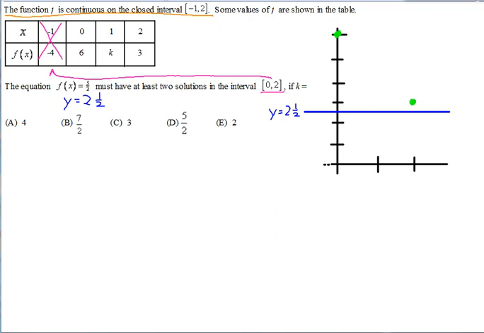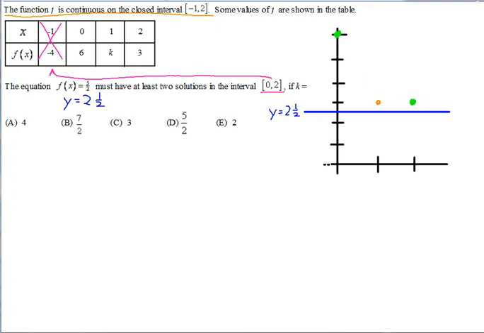So let's look at these potential y values. Let's start with the first choice, A is 4. If k equals 4, would the function on the interval 0 to 2 have to cross this line twice? No. All we know is it's continuous, so it doesn't even have to cross it once if you go like that. So that's not going to make it have 2 solutions. It may have 1. Let's look at 7 halves, which is 3.5. Nope, it wouldn't have to cross it again. Let's look at choice C, 3. Nope, it wouldn't even have to cross it there. It could just go like this.